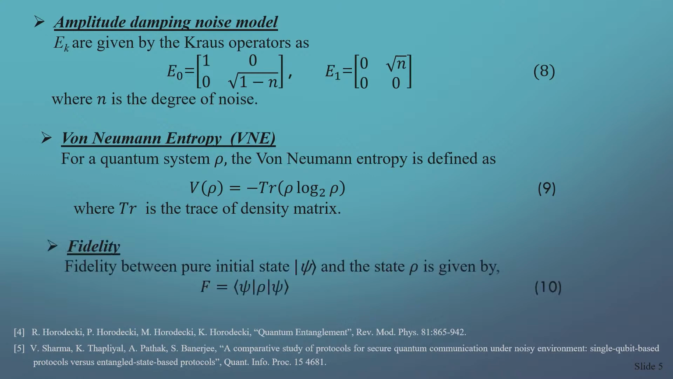The third parameter is the fidelity. Fidelity tells about the distance measure of how much a state is deviated when it is transported to some other person. So it is just a measure to know how much your signal is affected or not affected by any communication channel.